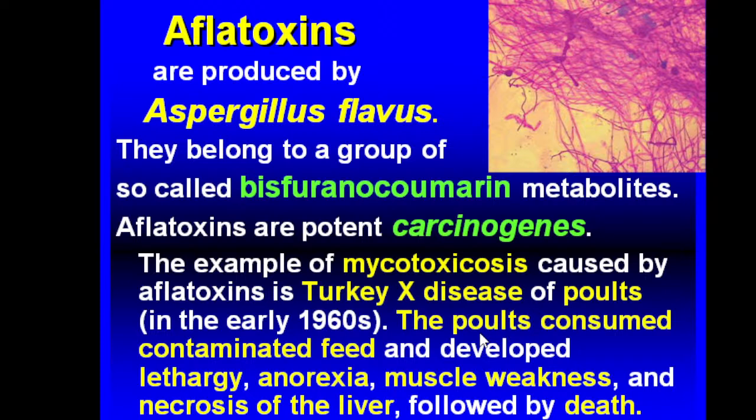And aflatoxins are categorized as a group of so-called bisfuranocoumarin metabolites, and they are very toxic and highly cancerogenic. Initially they were found in the early 1960s as the causative agent of turkey X disease in poultry.